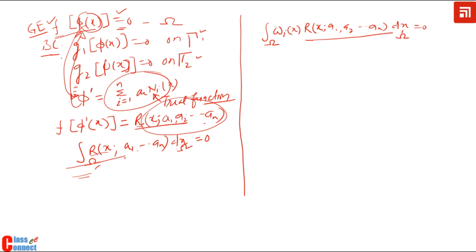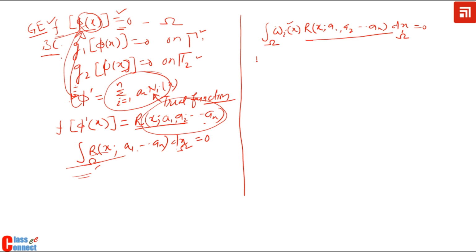So in the Ritz method, we directly integrate. We want that over the domain this residual should be 0. In weighted residual, we multiply that residual with some weight function, and the integration of the expression we get after multiplying the weight function with the residual has to be 0. This is the difference between the weighted residual method and the Ritz method.